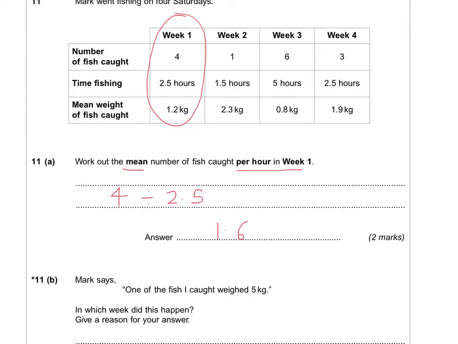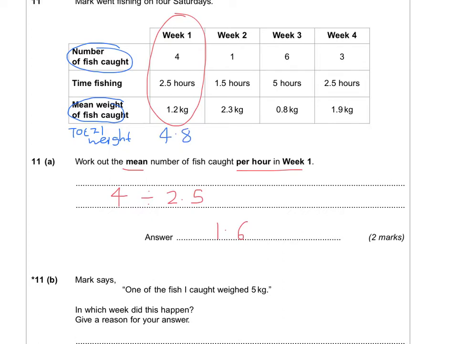I'm going to add an extra row to the table, which gives us the total weight of the fish caught, which we can work out by multiplying the mean weight of the fish caught by the number of fish caught. So for the first week, 4 multiplied by 1.2 gives us a total weight of fish of 4.8 kilograms.